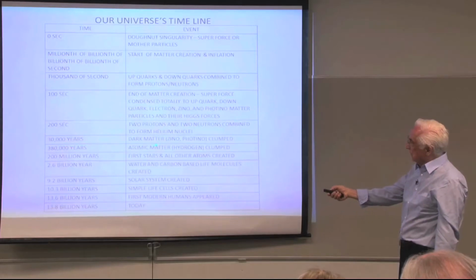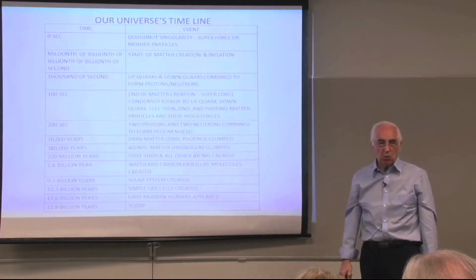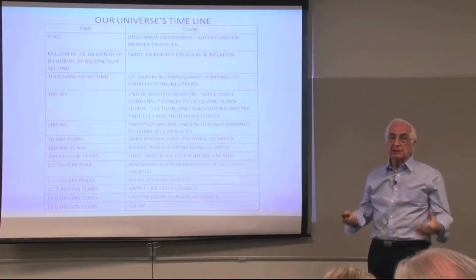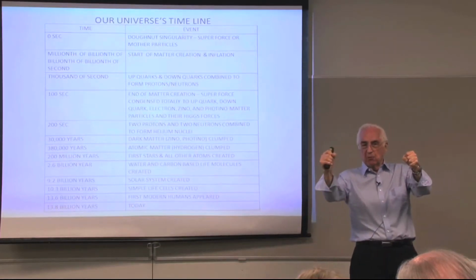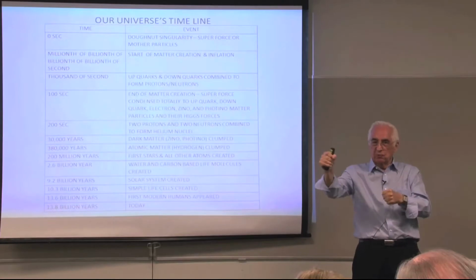At 30,000 years after the Big Bang, dark matter, the xeno and photino, began to clump together. Initially the xeno-photino matter particles were uniformly distributed in our universe. At 30,000 years, they became gravitationally attracted to each other, and they started to form lumps of xeno-photino matter particles. Over 100,000 lumps were created, and the nodes or locations of those lumps became the location of the 100 billion galaxies in our universe.